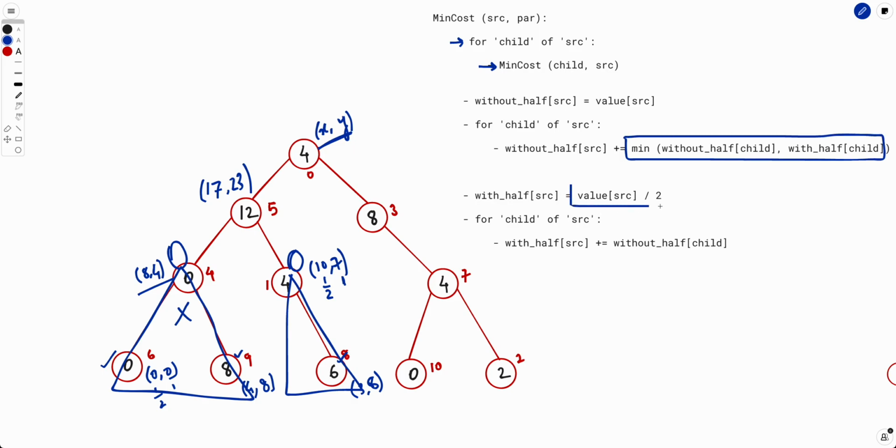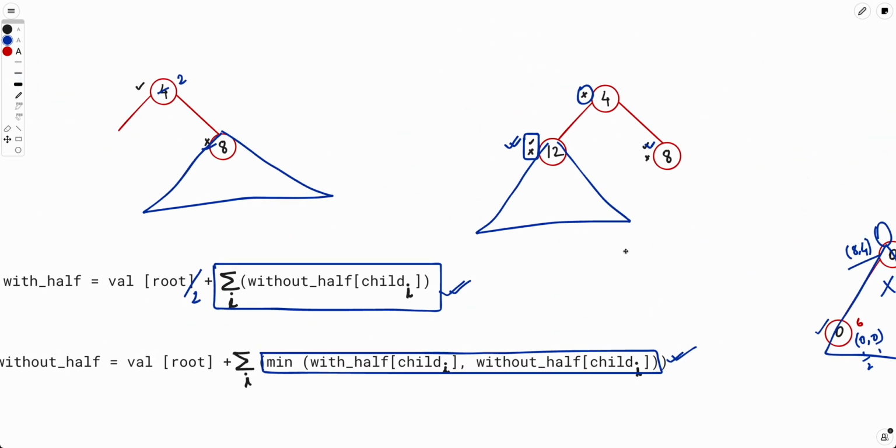If we actually have the current node itself, we are forced to choose without half values of all the children, right? Now after this entire thing ends, each node will have this pair x comma y, where x denotes the minimum path sum of the entire subtree if we have the current node. Y denotes the value if we don't have the current node. And finally, you have to just return the minimum of x and y for the root node, which is 0 in our case, right?